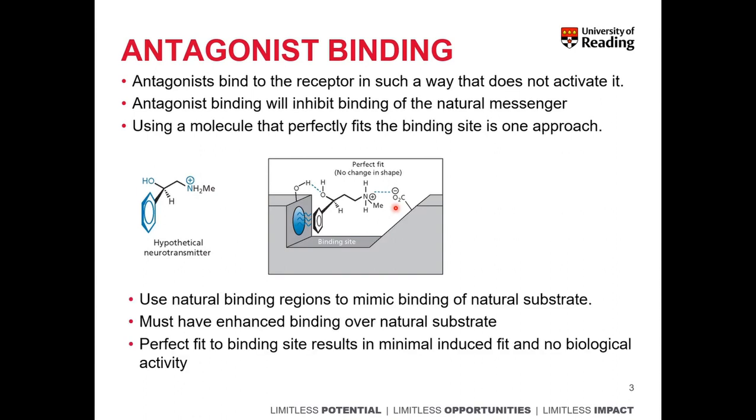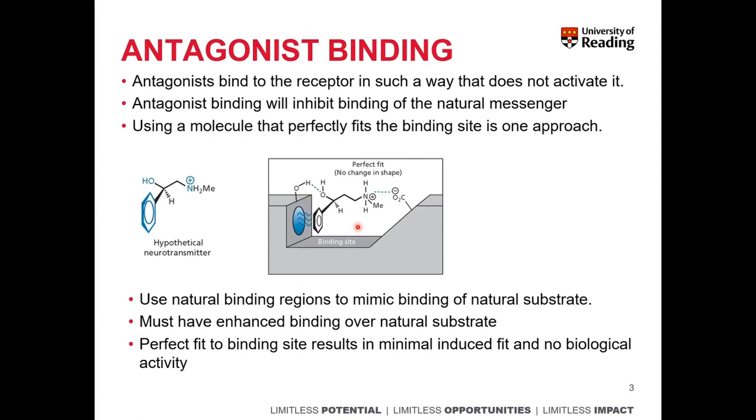Now, one tactic that we can use is to use the natural binding regions to mimic the binding of the natural substrate, such as we have here. But we can then tweak the molecule to make it larger so that the protein doesn't have to have an induced fit to allow the molecule to bind. Now, we need to make sure that the antagonist has stronger binding than the natural messenger molecule. Otherwise, it could be outcompeted by the natural messenger.